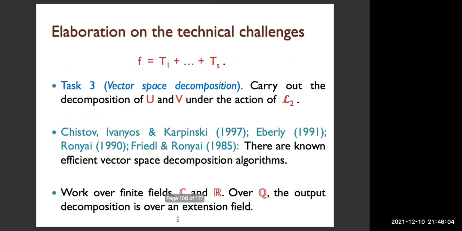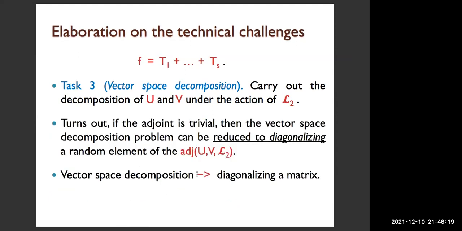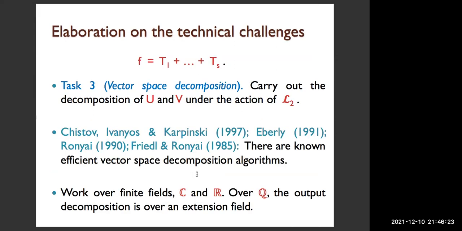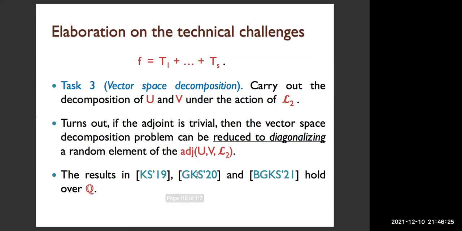We apply standard vector space decomposition algorithms. There are several standard ones known over finite fields, complex numbers, and also over rationals. Somehow we are able to do certain things, again using the adjoint, to make sure that it works even over rationals. So the results that we stated also work over rationals.